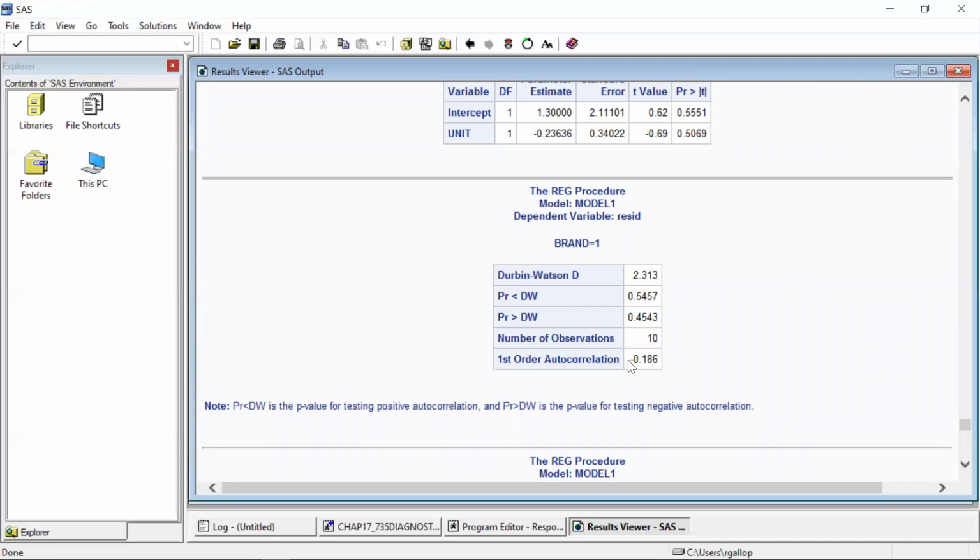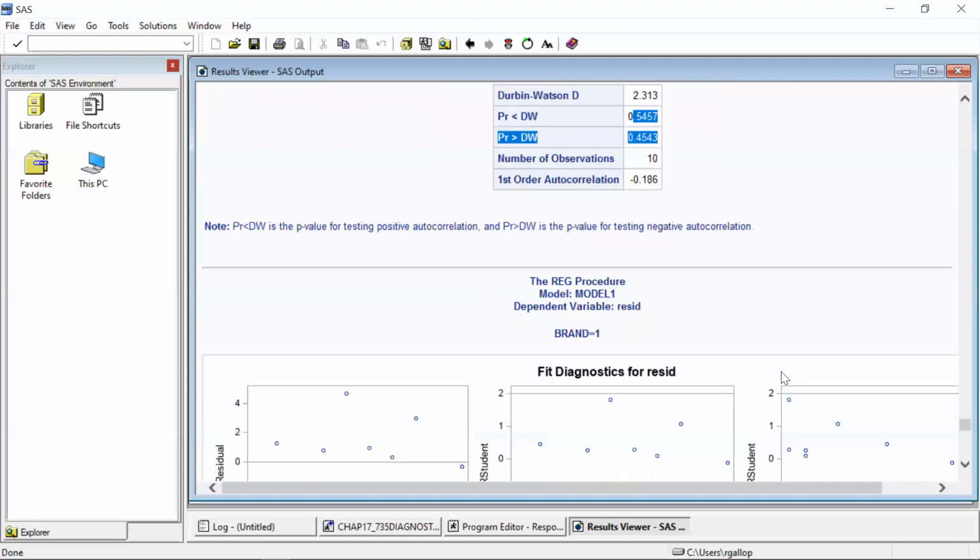This is giving us an estimate of the autocorrelation within brand 1. It's negative. Right? Now keep a note: Pr less than DW is the p-value for testing positive autocorrelation, and Pr greater than DW is the p-value for testing negative autocorrelation. So we got the two p-values. We can see here in this case, neither are significant. So based on the available data, we do not have sufficient evidence to indicate significant autocorrelation within brand 1.